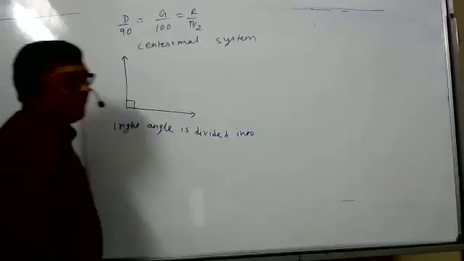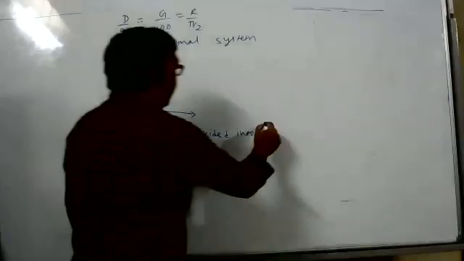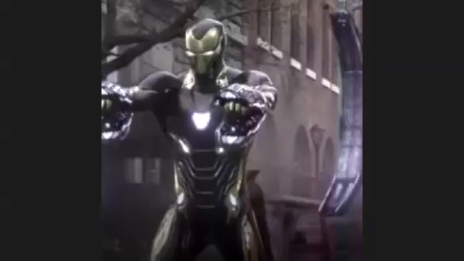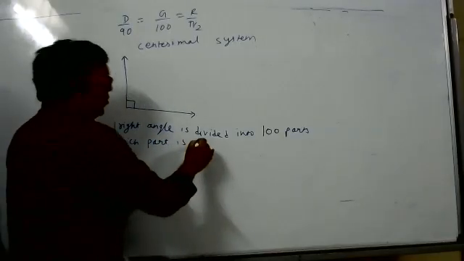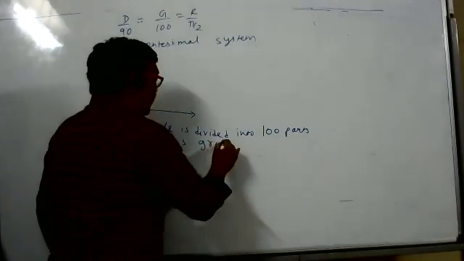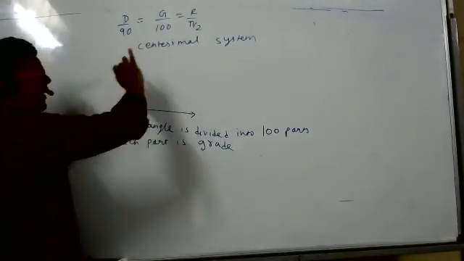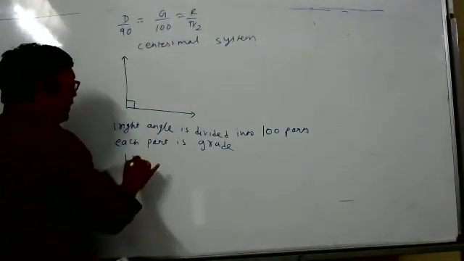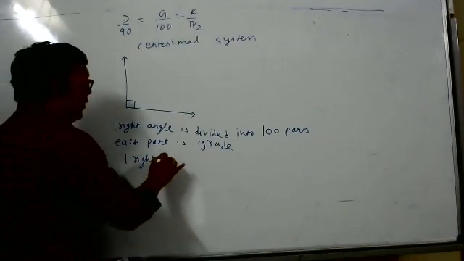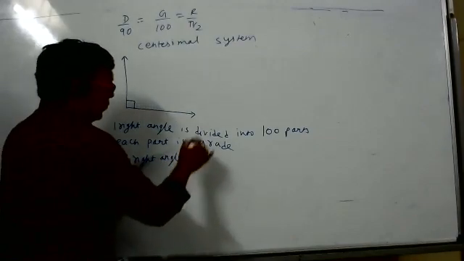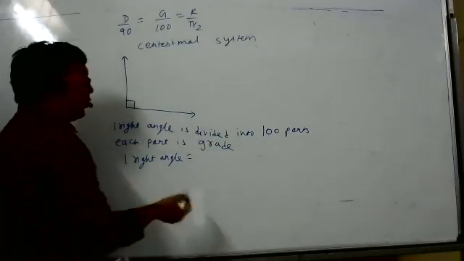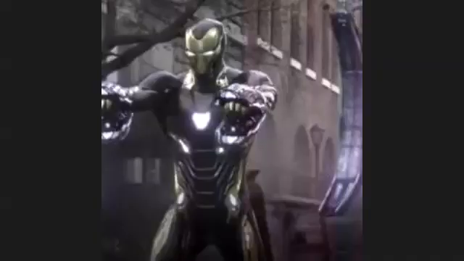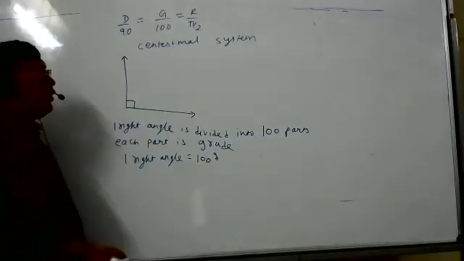Hey, one right angle is divided into 100 parts. And each part is called what, student? One grade. So in the centesimal system, one right angle is equal to how many grade? 100 grade. But one right angle is equal to how many degree?